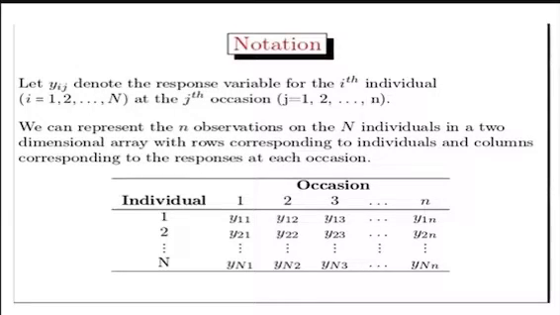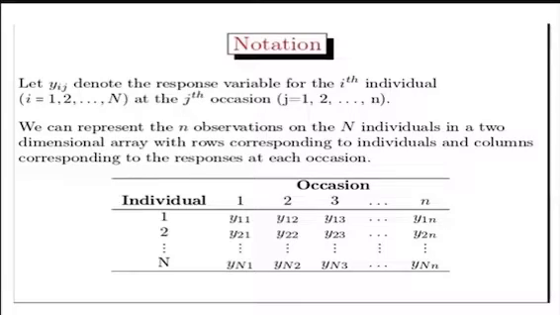I want you to see the table. This is a layout of a repeated measure where we have n individuals and they were visited on a good number of occasions. This is a general layout. The first row is for the same individual number 1. The second row is for the same individual number 2. I want you to pay attention to that.